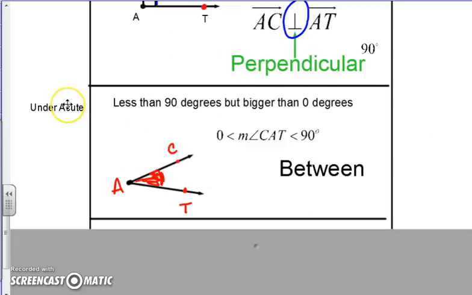Underneath the acute, you're going to write that it's less than 90 degrees, but it also has to be bigger than 0 degrees, because if it's below 0 degrees, then it's really not an angle. Reflex is when it's greater than 270. So when you see this right here, this means between, that the measure of angle CAT is between 0 and 90.